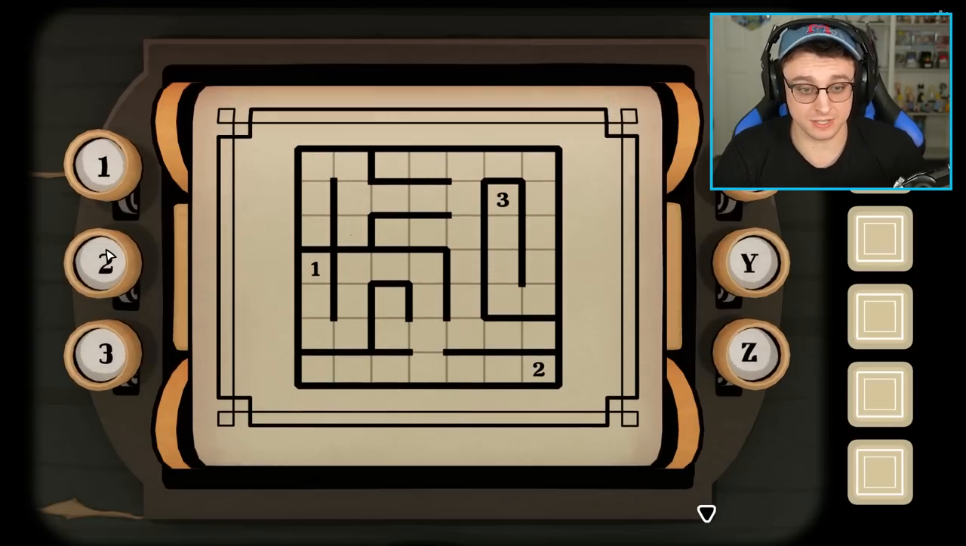Okay, so I got a maze, is what this looks like. It's got 1, 2, and 3 on it. Do you have a maze? What do you see? Because I have numbers. I don't know. There's no exit to the maze. I just have 1, 2, and 3.